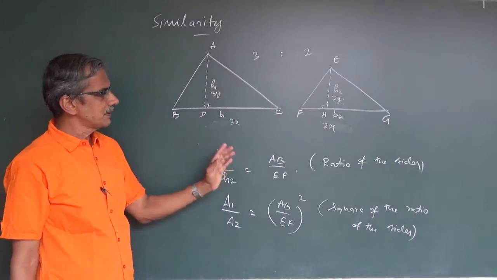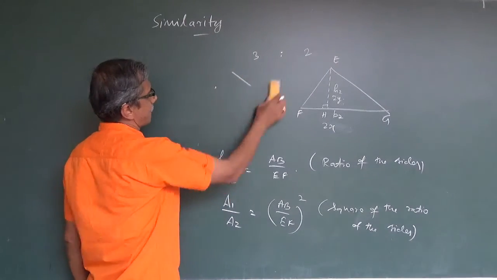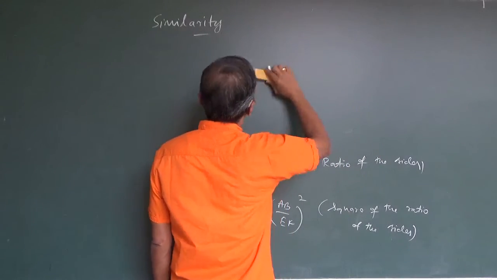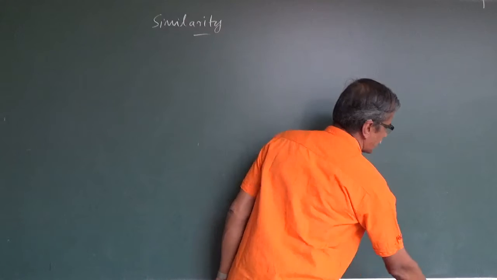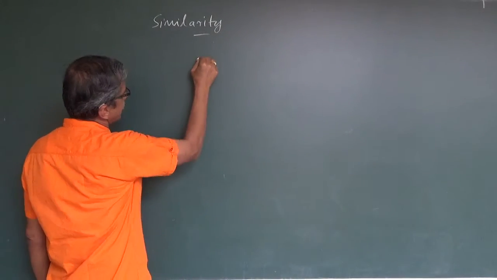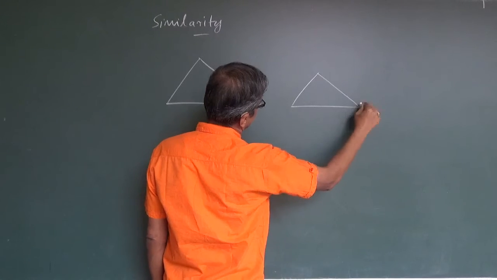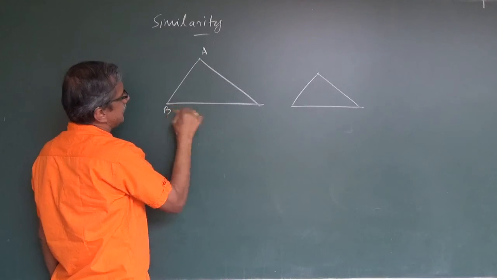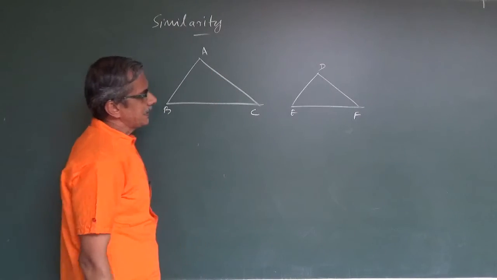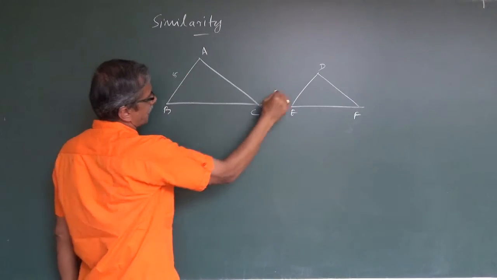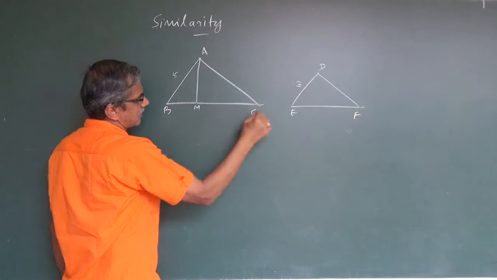So I hope you understood this. This is only in case of two similar triangles. So how to understand this? We can understand it like this. This is let us say one triangle, and this is another triangle. This is ABC and this is DEF. So let us say this is in the ratio 5:3.